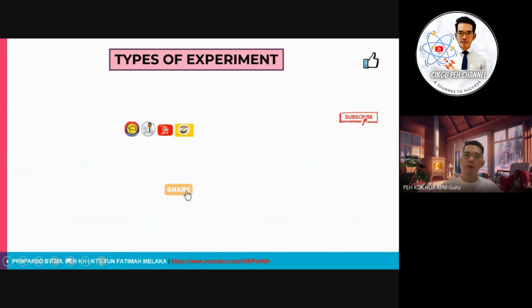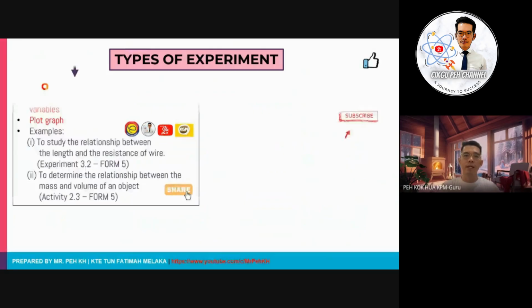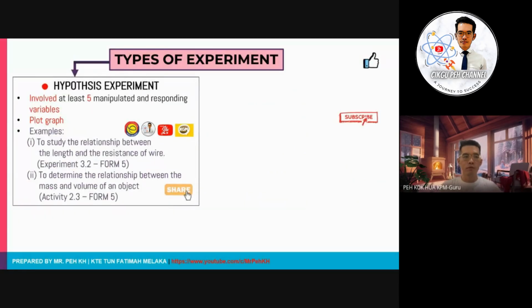Here I want to discuss with you the types of experiment. If you have already watched my previous video, you must already know that there are two types of experiment. The first type is known as the hypothesis experiment, where the experiment involves a manipulated variable and a responding variable. Normally the question will ask you to plot a graph, related to the manipulated variable and responding variable you get through the experiment.